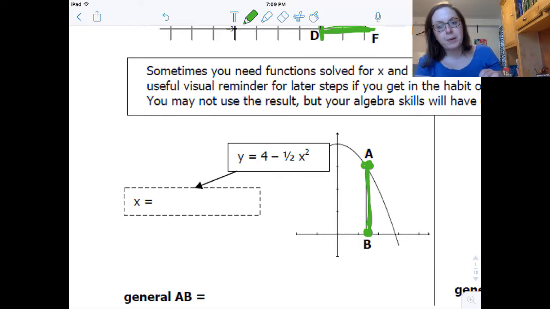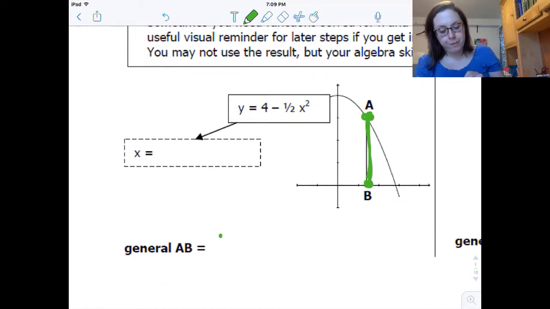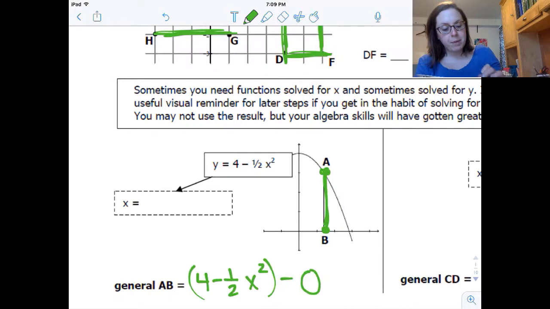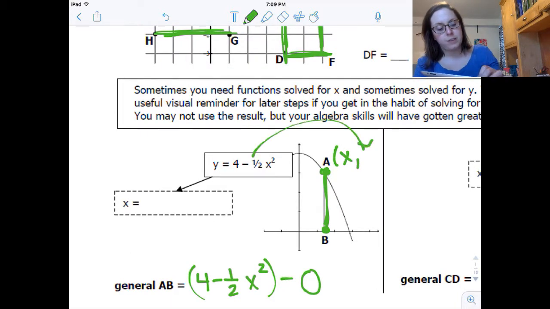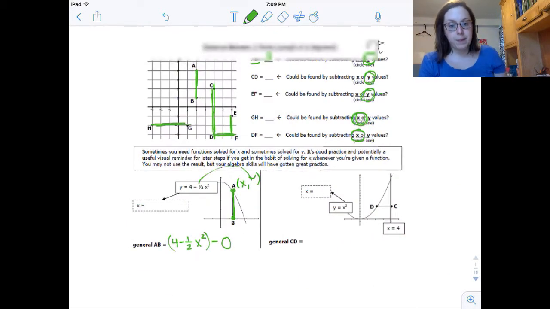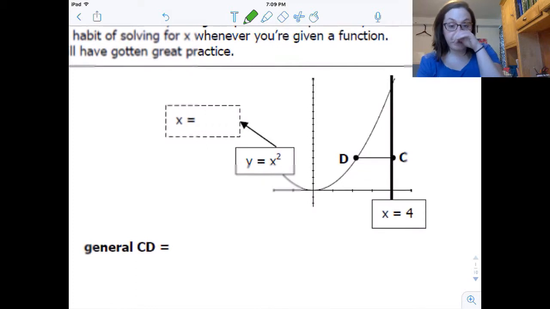Here I would be subtracting my y values. Knowing that, this would be 4 minus 1/2 x squared, minus the y value of B, which is just 0. Because remember, your coordinate here would be x, and then that is really your y value. So top minus bottom.